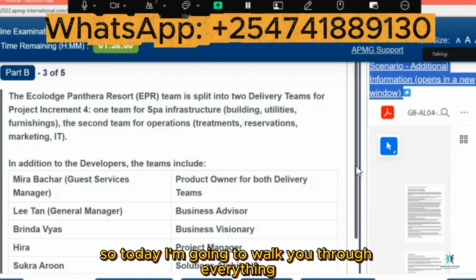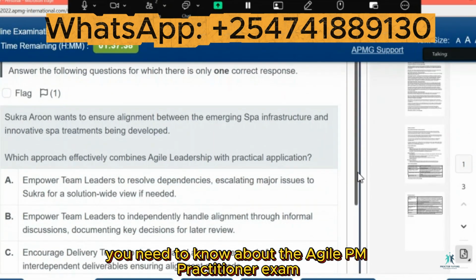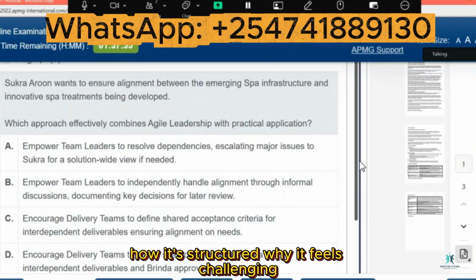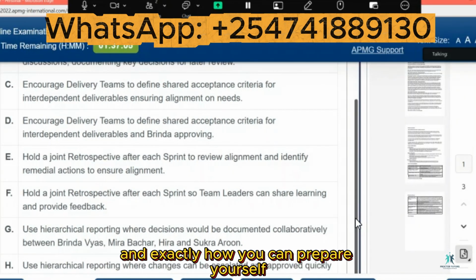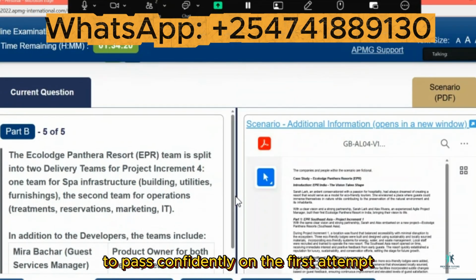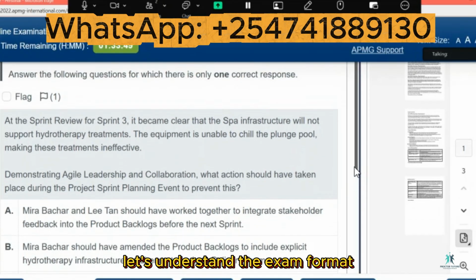So today, I'm going to walk you through everything you need to know about the AgilePM Practitioner exam, how it's structured, why it feels challenging, what APMG actually tests, and exactly how you can prepare yourself to pass confidently on the first attempt. Let's understand the exam format.